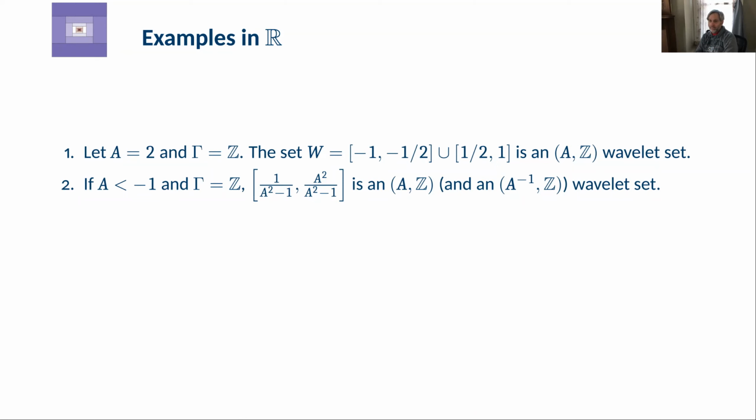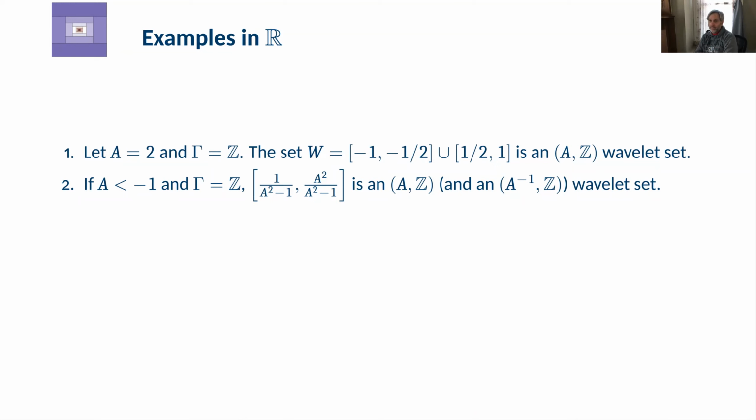One of the things that people thought about at the beginning was trying to find nice wavelet sets. For example, for negative dilations, you can get a single interval that's a wavelet set. I should have pointed out when I talked about the definition of a wavelet set that the definition is symmetric in A and A inverse. Anything that is an A wavelet set is also an A inverse wavelet set, because we're taking all integer powers, and so it doesn't matter whether we take A or A inverse. So for negative dilations, you can get a single interval.